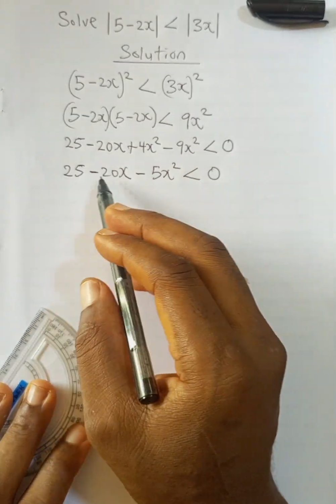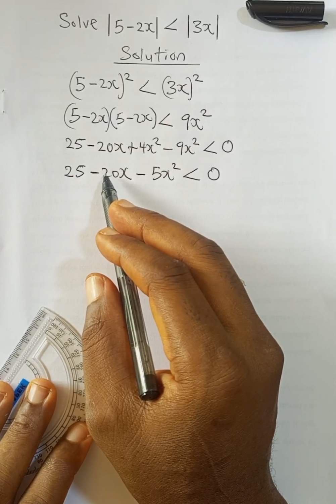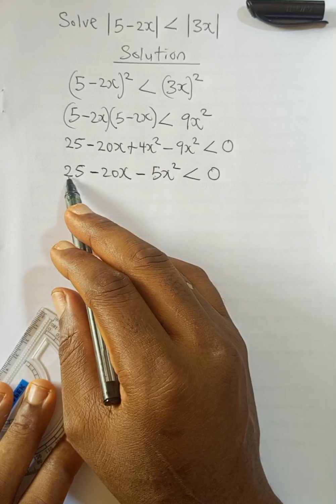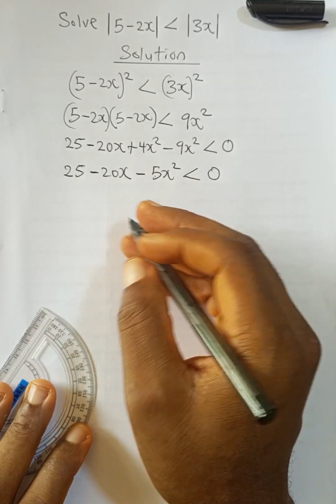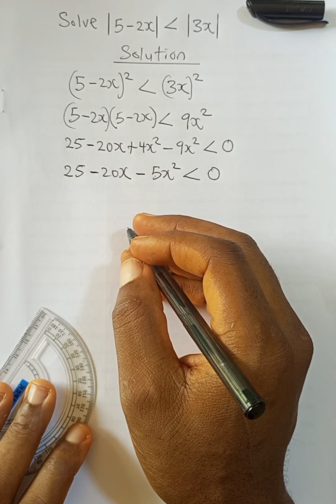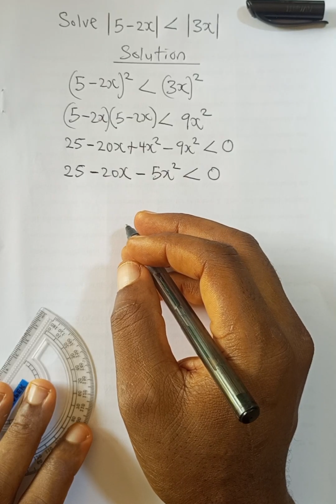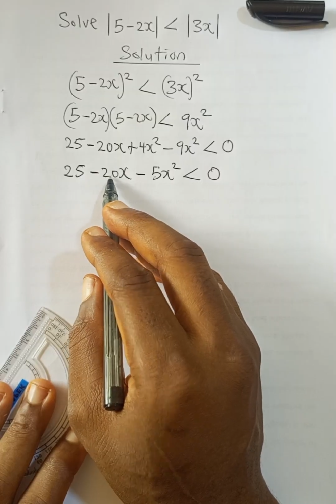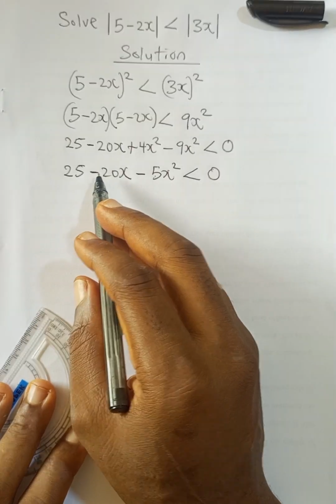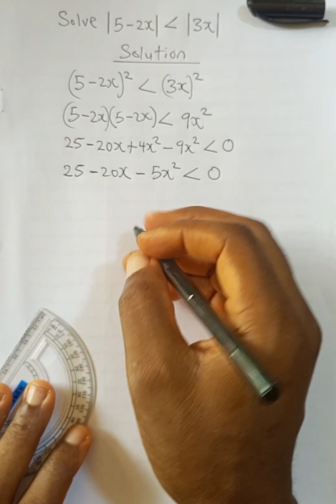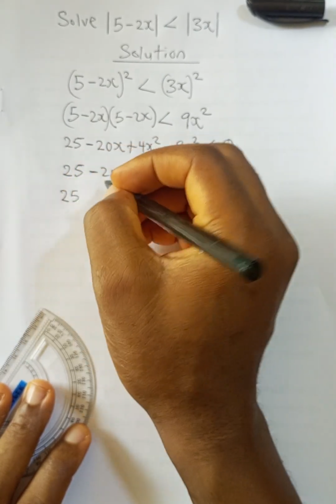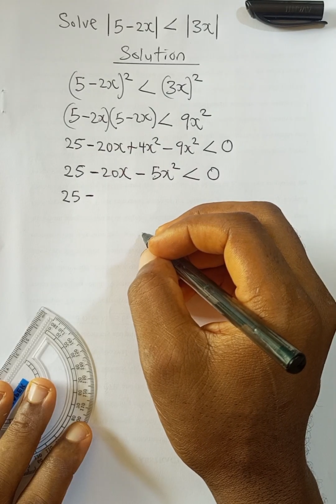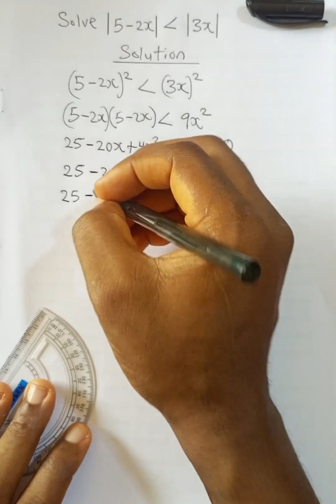Let's not take chances. Two numbers you will add to give you minus 20, and you will multiply to give you minus 5 times 25. That is minus 125. And 5 going into 125 is 25. So it's between 25 and 5, and that should be minus 25 plus 5. Minus 25 plus 5 will give us minus 20. Minus 25 times 5 will give us minus 125. So we have here 25. We'll replace this minus 20x with minus 25x plus 5x. That is what we said.